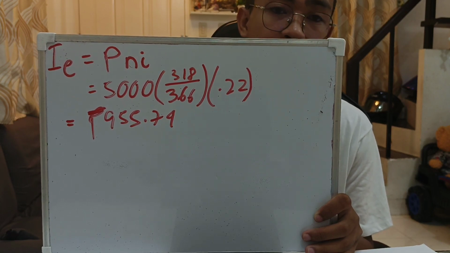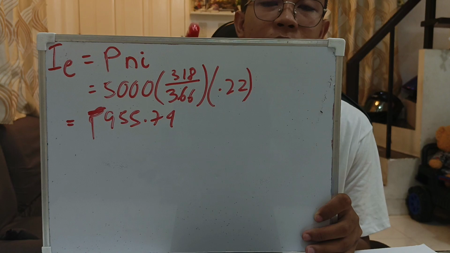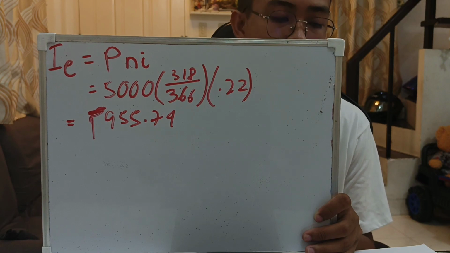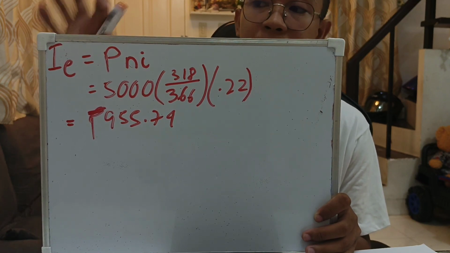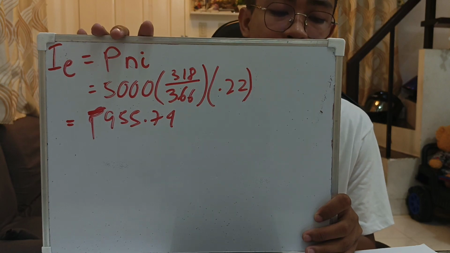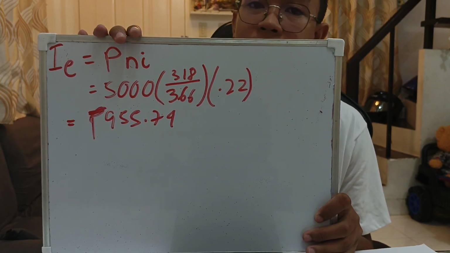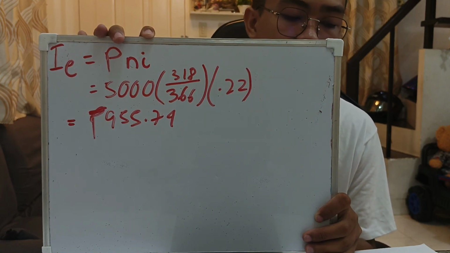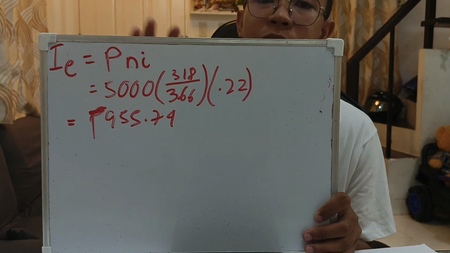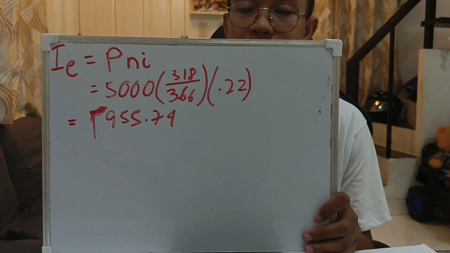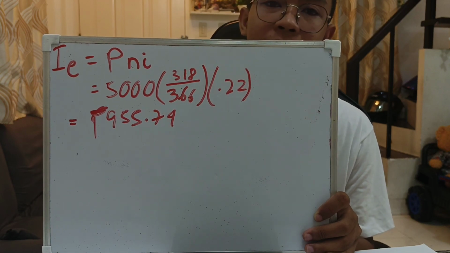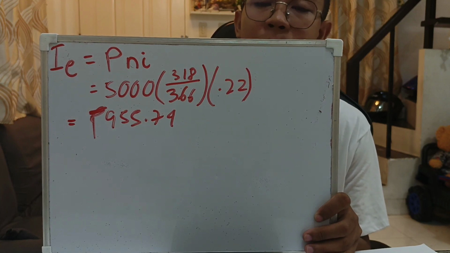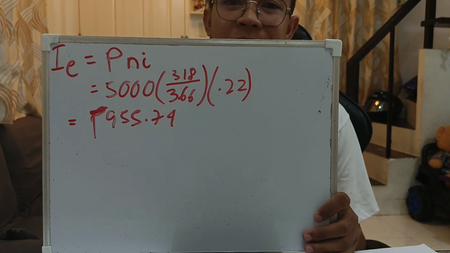You have to substitute those given values into your formula. The exact simple interest is equal to P times N times I, so 5,000 times 318 over 366, which is the N I mentioned before, and I, the interest rate, is 22%, which in decimal form is 0.22. Multiply all of these together and you will arrive at your answer, which is 955 pesos and 75 centavos.